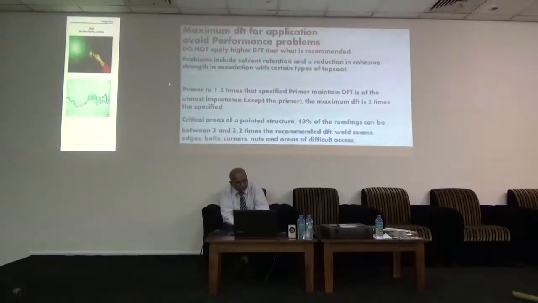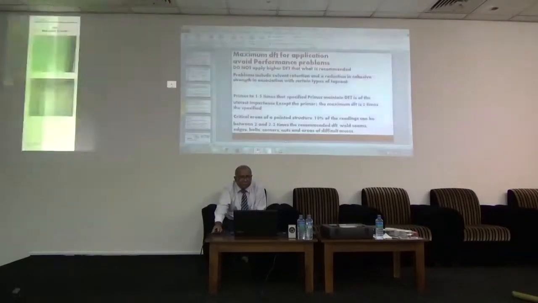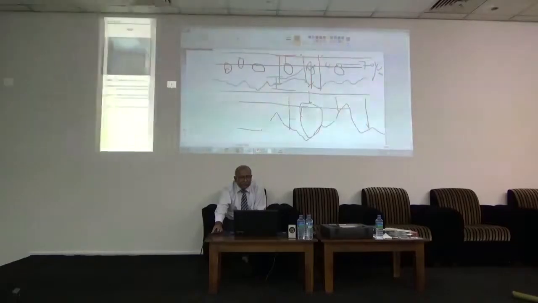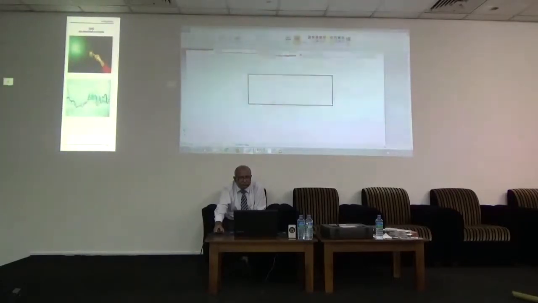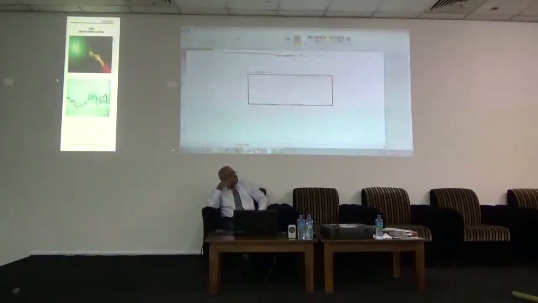At edges, bolts, corners, nuts areas, you may go for 2 times of the beam. Because what happens is actually they are not telling the truth. What happens is, why they say here, now you apply paint. Normally at this edge, there is an edge coverage problem. So that's why they are saying go for 2 times, to prevent a failure there.